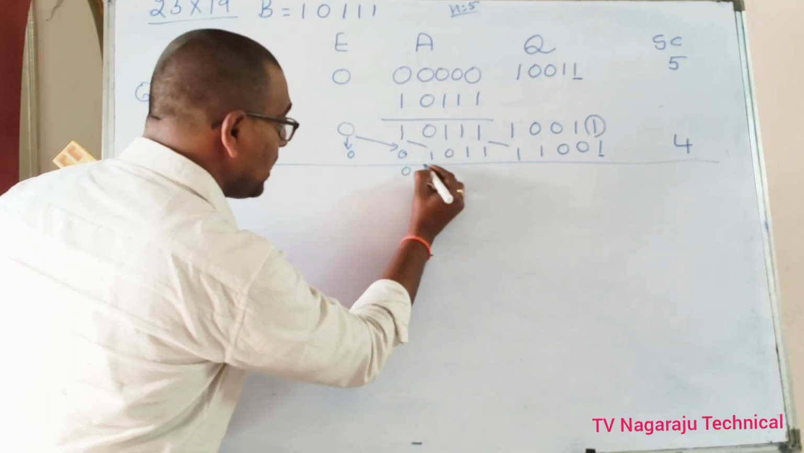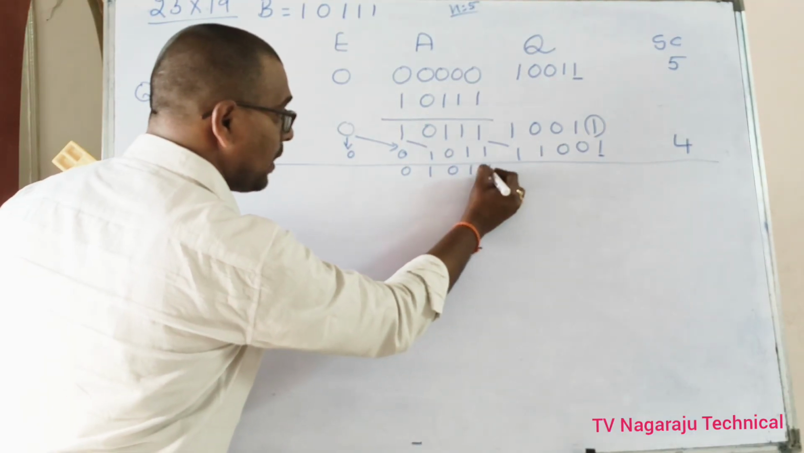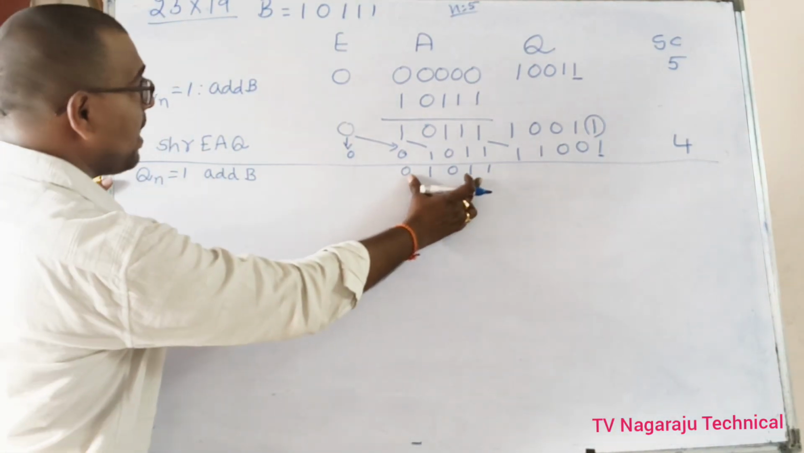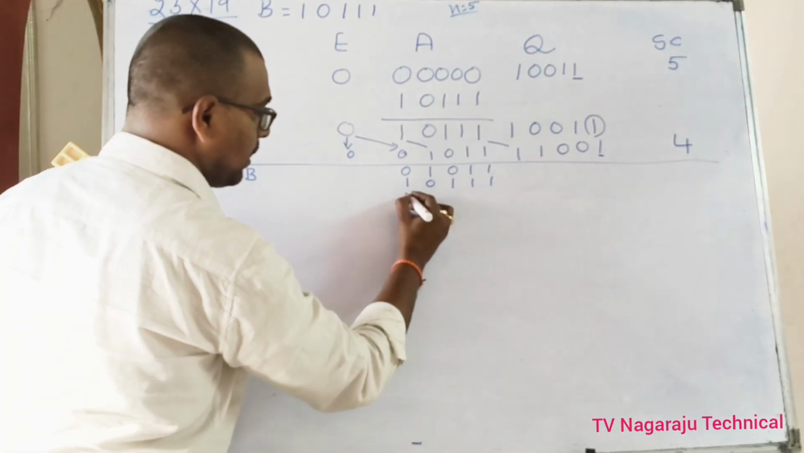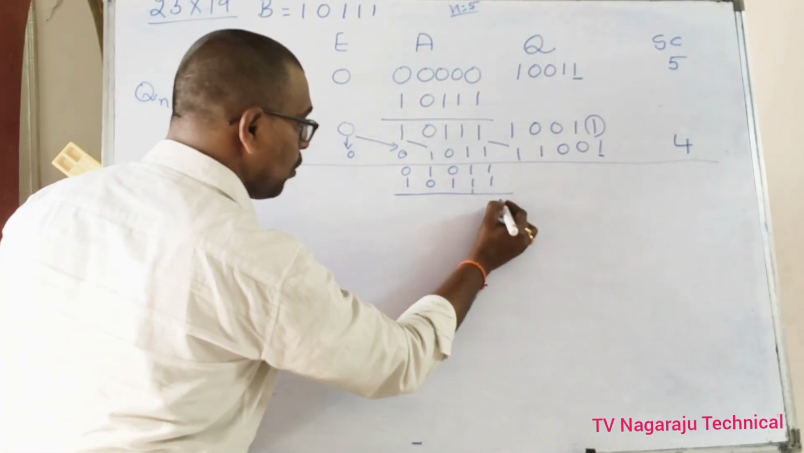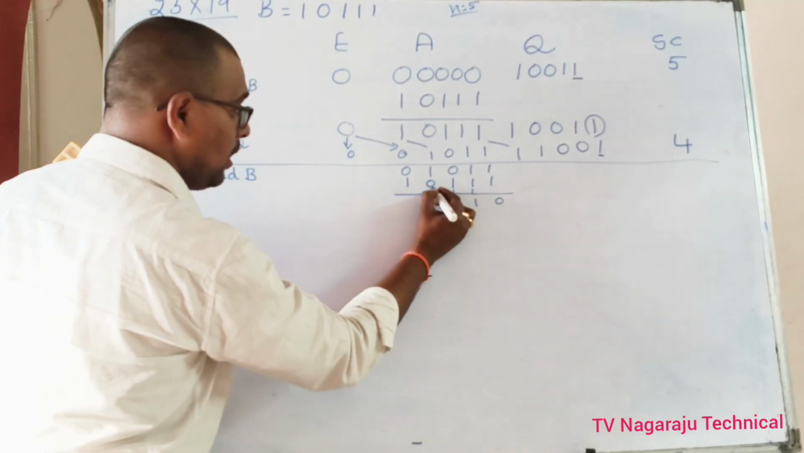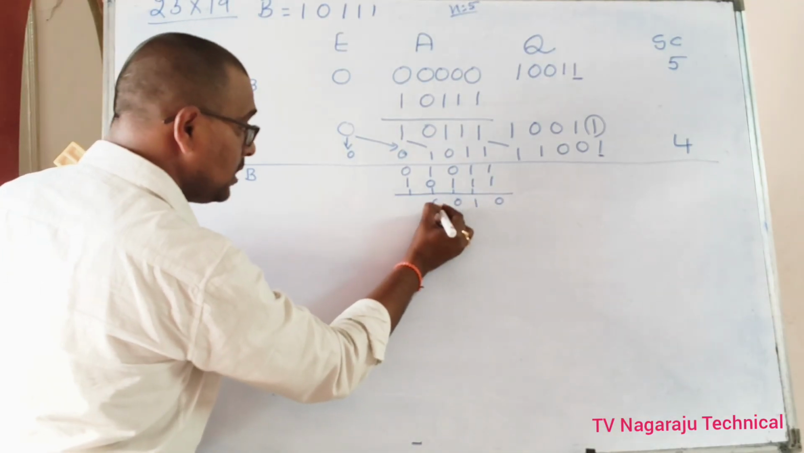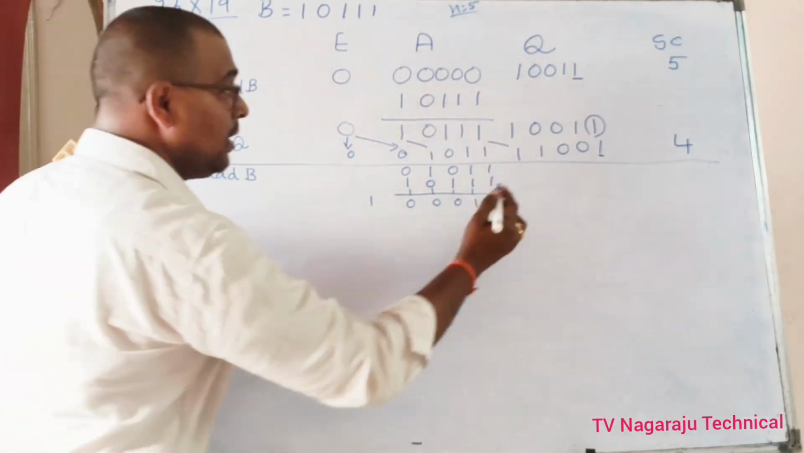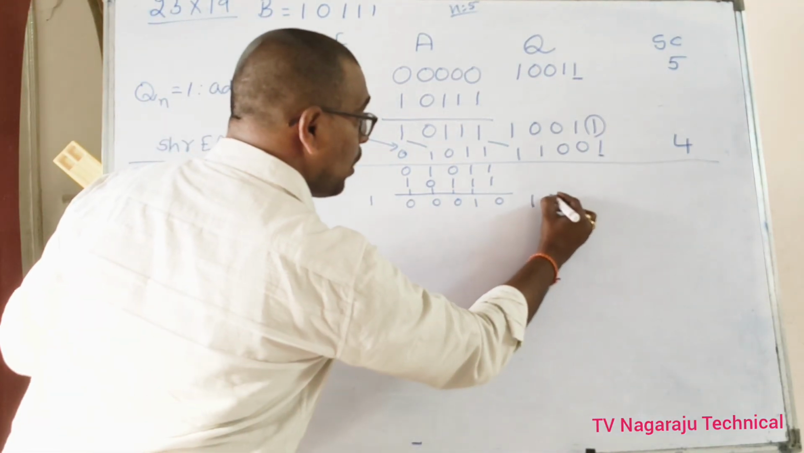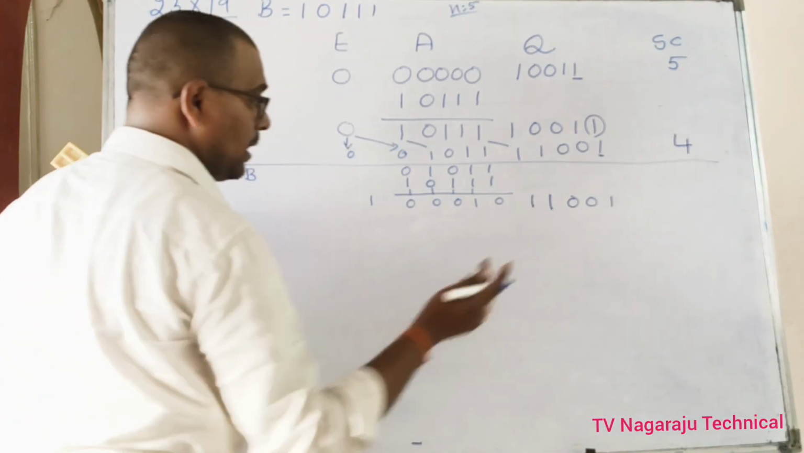Now what is the number here? 0 1 0 1 1. This is my A value. For that, add this one, 1 0 1 1 1. If you are doing addition: 1 0 1 1 1 0 1 0 0 1. And this is my Q value, 1 1 0 0 1.